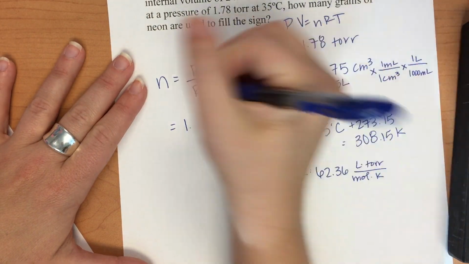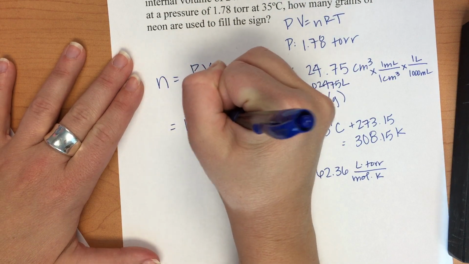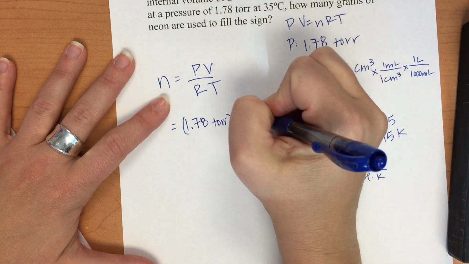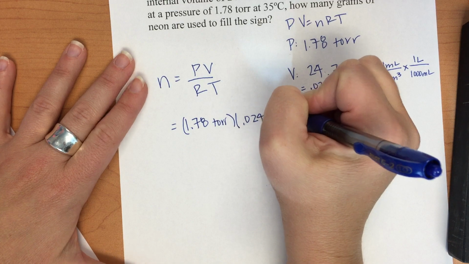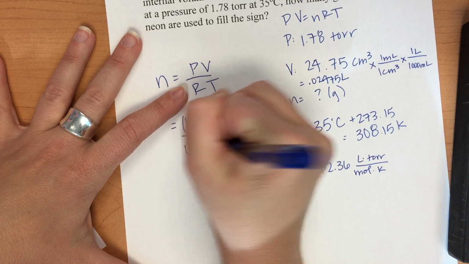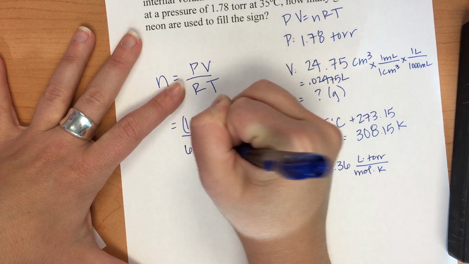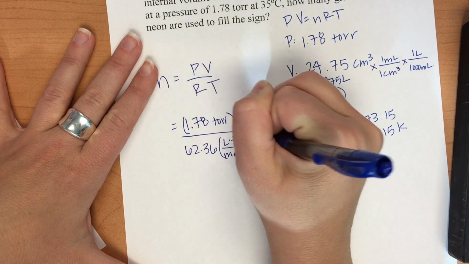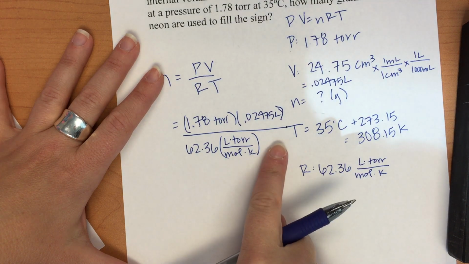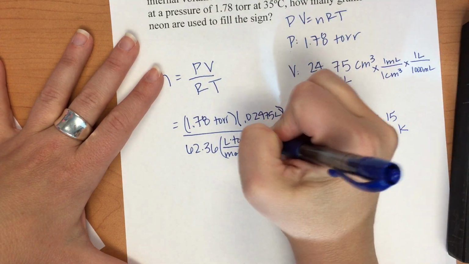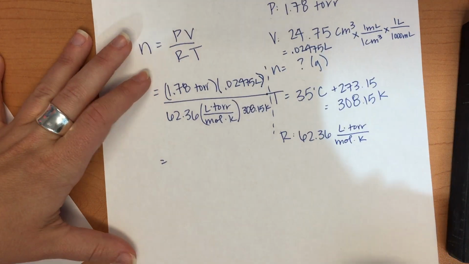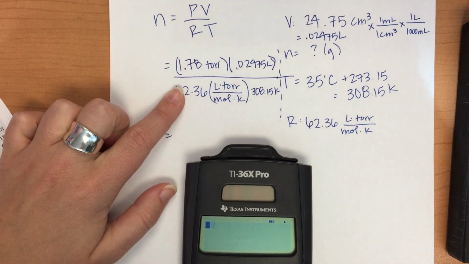So we have our 1.78 torr times 0.02475 liters, divided by our selected R value of 62.36 liters torr per mole Kelvin. It's always a good idea to write out your units just to make sure that everything cancels. Now we need to add our temperature, which is 308.15 Kelvin.